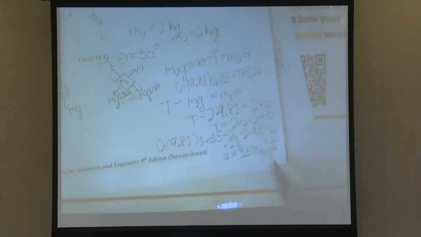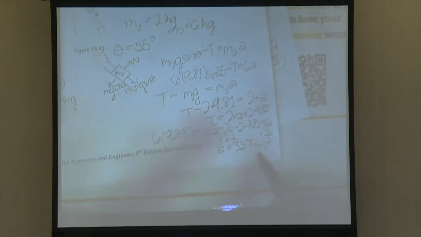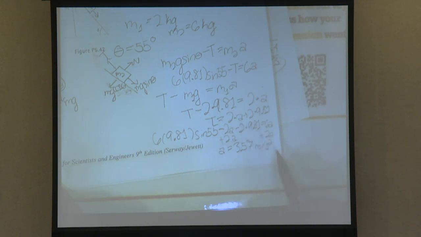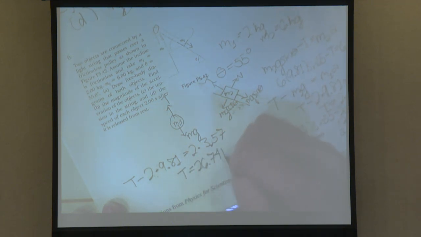Okay, and then using the same process, we can use either formula to find tension since we already have the variable a. So in this case, we can say tension minus 2 times 9.81 equals 2 times 3.57. And then our tension is going to be equal to 26.74 newtons. Okay? So that's our tension. This is our acceleration.